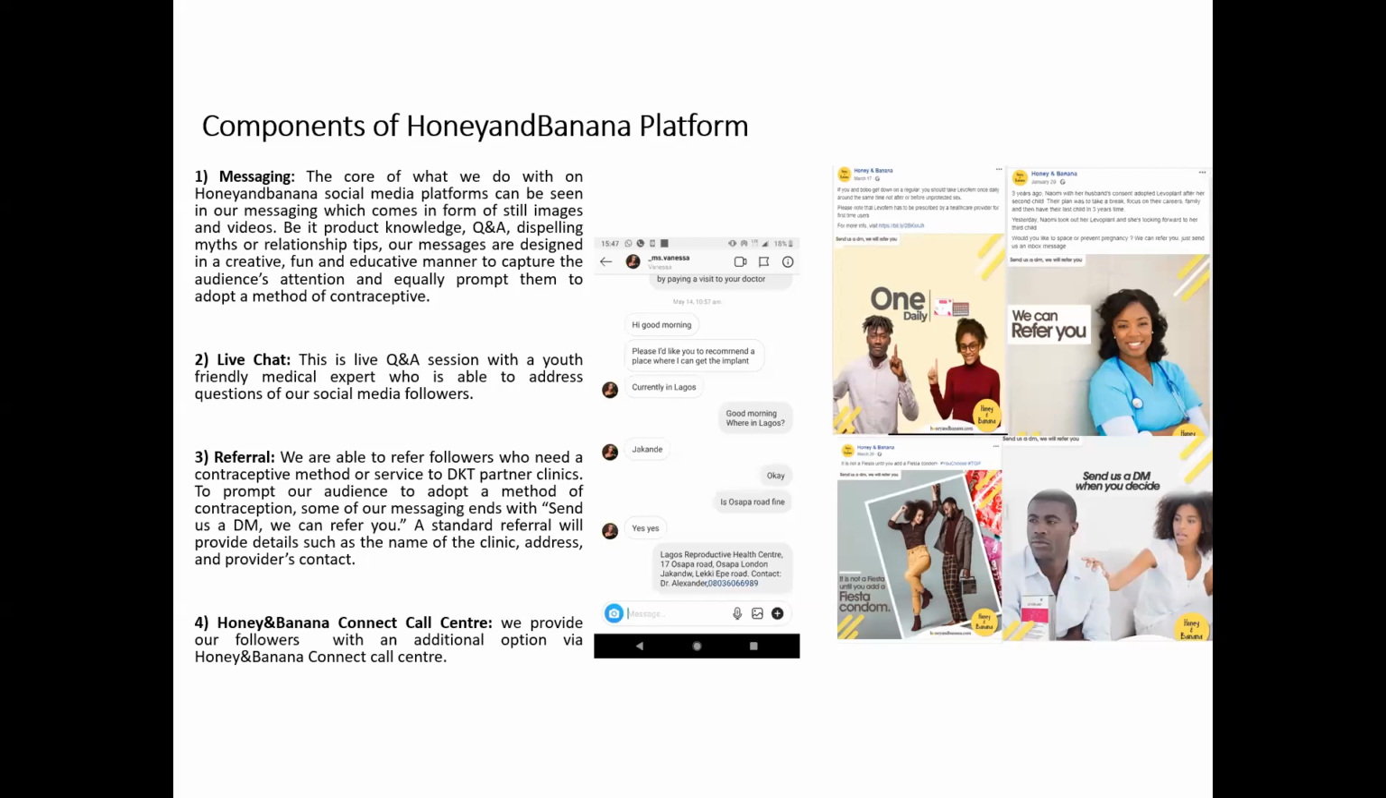I'm going to hand over to Nedi. She's going to talk more about the Honey and Banana call center, as well as how we've been operating during COVID-19.